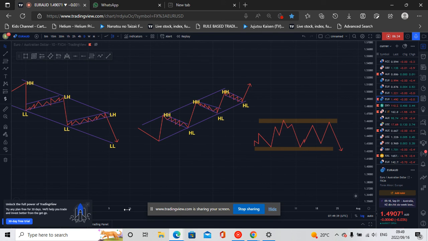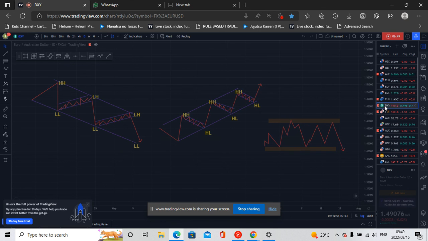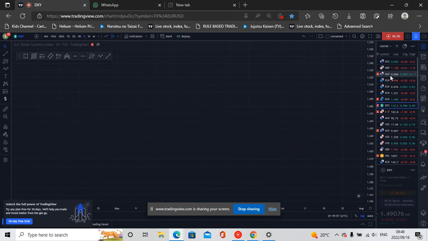These are the market structures for bullish and bearish trends. We started with a higher high, lower low, lower high, lower low, lower high, lower low. On Euro, we're currently at this position, so we still have to sell. On the DXY, we're at this position, so we have to go up.